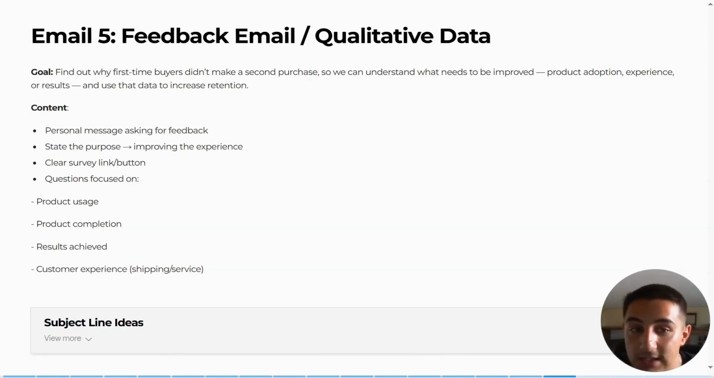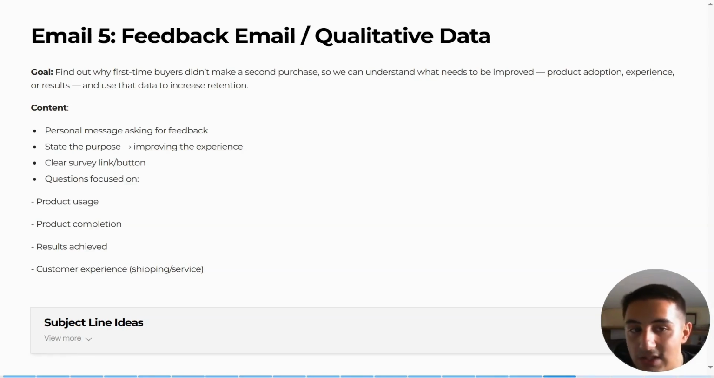Now, the fifth email is a very important one because it's where you ask for feedback. So the goal here is to understand why customers didn't come back, so you can use those insights to improve the experience and boost retention over time. Now, we will need to keep it simple, so a short message with a clear survey link or button. The survey should focus on the basics. So did they use the product? Did they finish it? Did they get the results they expected? And were there any issues with shipping or customer service?